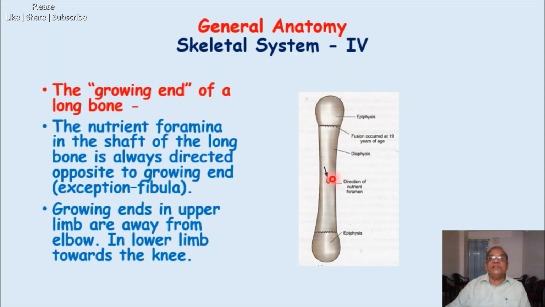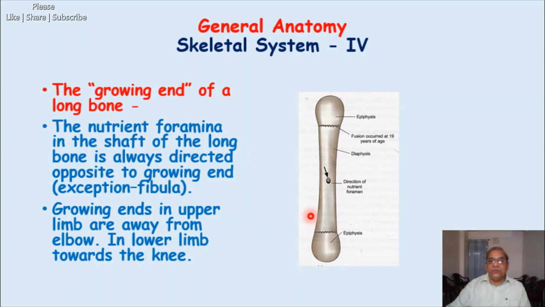But if you see the nutrient foramina in a dry bone, the nutrient foramina will have some direction, and in these bones the direction of the nutrient foramina is always opposite to the growing end. Say, for example, here the upper end was the growing end, hence here the nutrient foramina is directed towards the lower end, which is not the growing end. So this is a general rule.